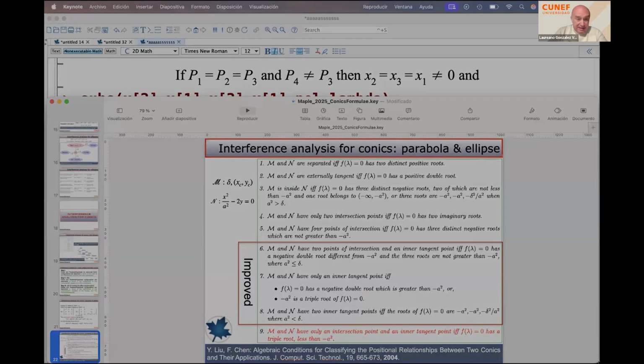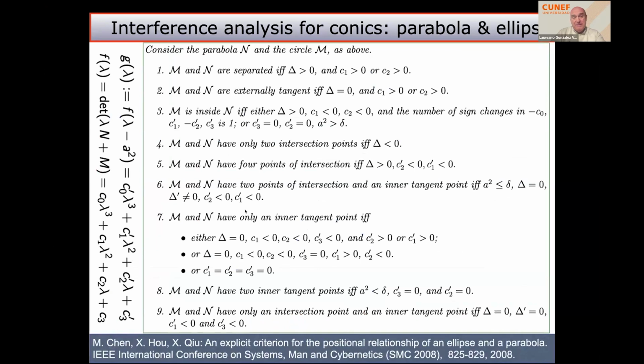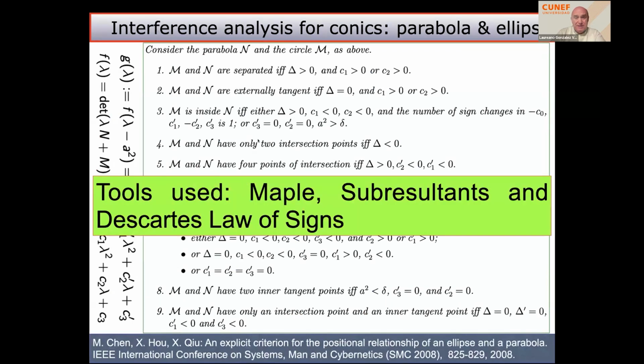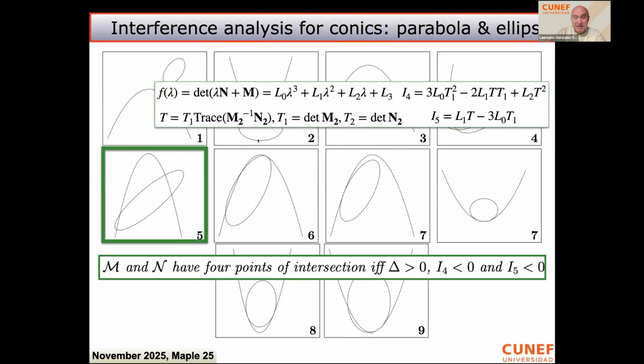So we have improved previous results dealing with this configuration. The next step is moving to the conditions on the coefficients, and the final step is just inverting the corresponding affine transformation. So you can see here one concrete case where we see what we get. For example, in this case, we get 4 points of intersection if and only if these polynomials verify these conditions, where all the polynomials involved come from coefficients of the considered matrix.